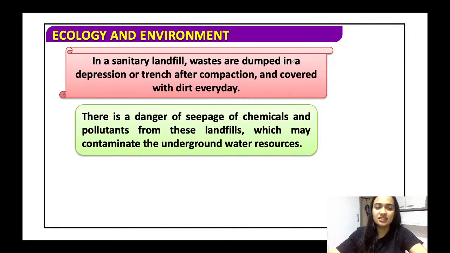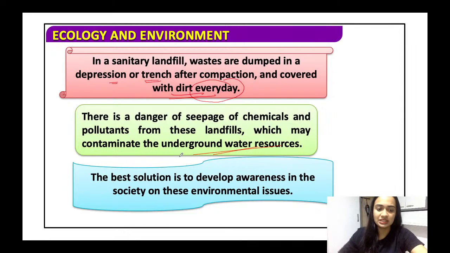So now these wastes are dumped in a depression or a trench after compaction and they are covered with dirt every day. ठीक है, तो ये जो वेस्ट डेवलप होता है उसके ऊपर एक डर्ट या कोई भी सॉइल की लेयर को हम कवर करते हैं एवरी डे, ऐसे हम कवरिंग करते हैं. So now there is a danger of seepage of chemicals and pollutants from these landfills which may contaminate the underground natural resources. तो यहाँ पे हमें क्या डिसएडवांटेज है कि ये अगर कोई बहुत हार्मफुल केमिकल हो तो हमारे अंडरग्राउंड वाटर को इफेक्ट कर सकता है.